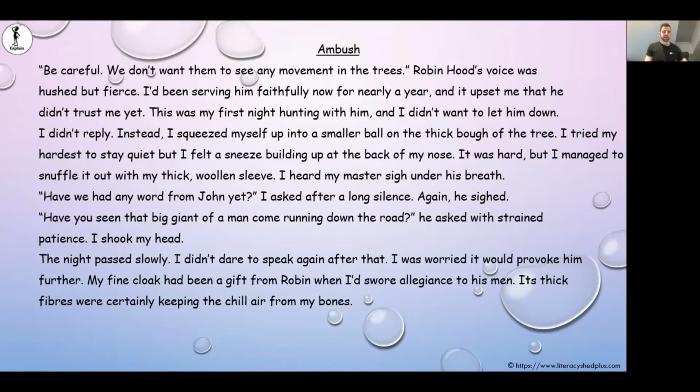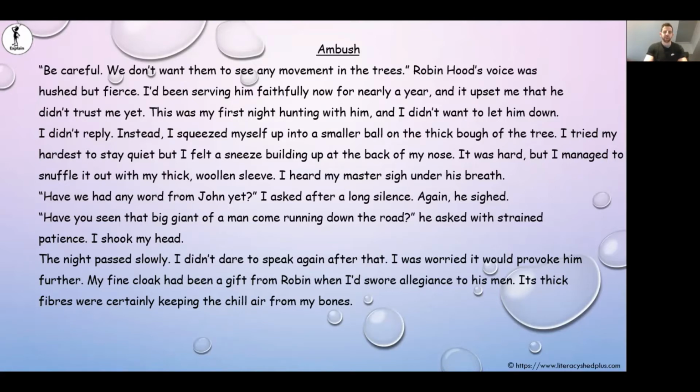This piece of text is called Ambush, and it follows the recount in first person of somebody who's with Robin Hood the night where he's about to ambush some people. Ambush is when you lie waiting or in hiding, waiting for something or someone to come along before you jump out and attack them.